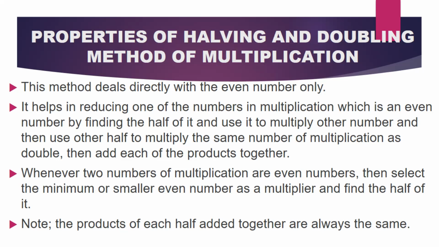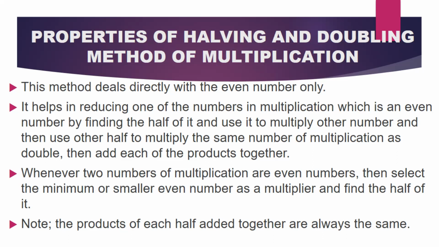Okay, then note the product of each half added together are always the same. So when you have the even number and then use the half to multiply the other side, the other half will be used to multiply the same number. So you will see clearly that the numbers that will be in the bracket will be the same. Therefore, the product of each will also be the same. And then you add them to get your answer. Okay. This method deals directly with even numbers only. It can only work when there's an even number.